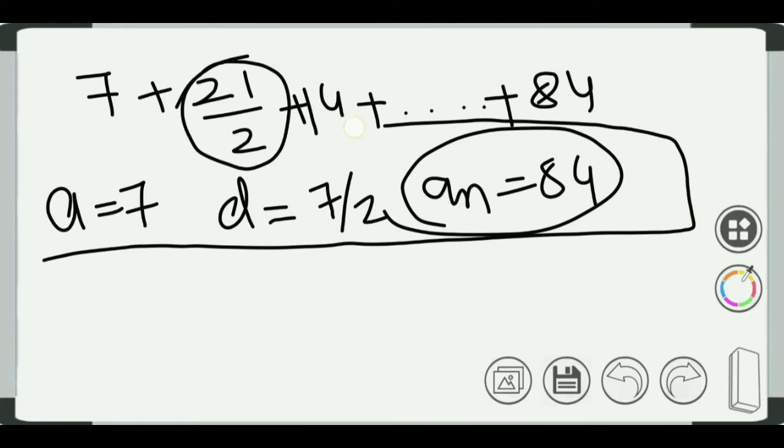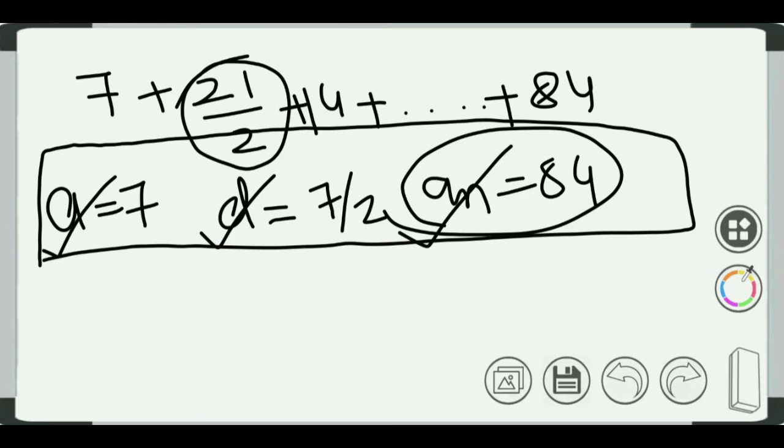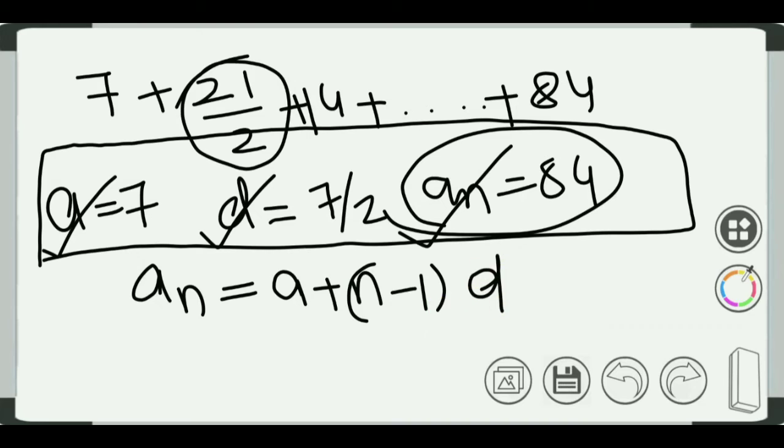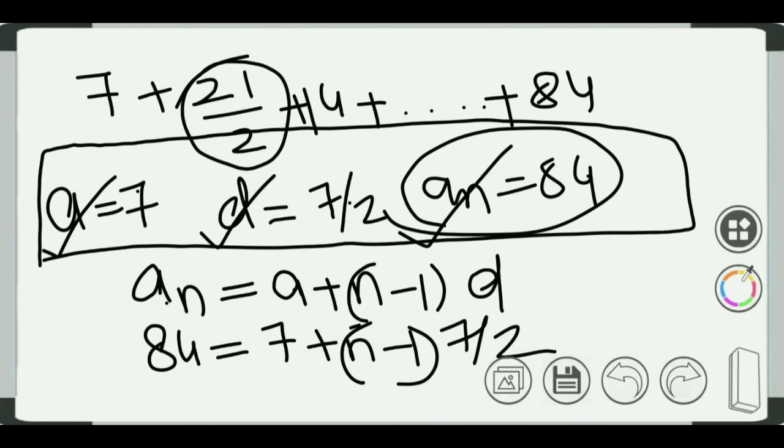One more detail is missing here. Can you see what that is? We have a value, we have d value, we have an value, but we don't have n value. We don't know the number of terms. Then how can we find the sum? Without knowing how many terms, how can we do the sum? So before that, we need to find n, then only we can substitute in the sum formula. How to find n? Take the an formula. an is equal to a plus n minus 1 into d. an is given 84, a is given 7, d is given as 7 by 2. Now you can find the n value from this formula.